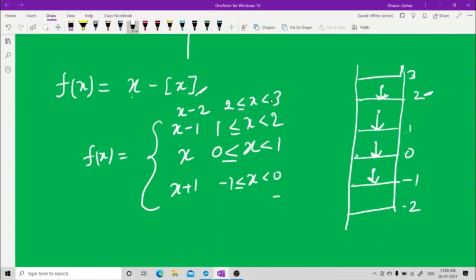Next, less than minus 1, greater than or equal to minus 2. That is between this and this. If the number is between minus 1 and minus 2, the floor function will give me minus 2. So this minus will make it plus 2. So it will be x plus 2. If the number is between minus 1 and minus 2, the floor function will give minus 2, and minus minus will become plus, so it will become x plus 2.